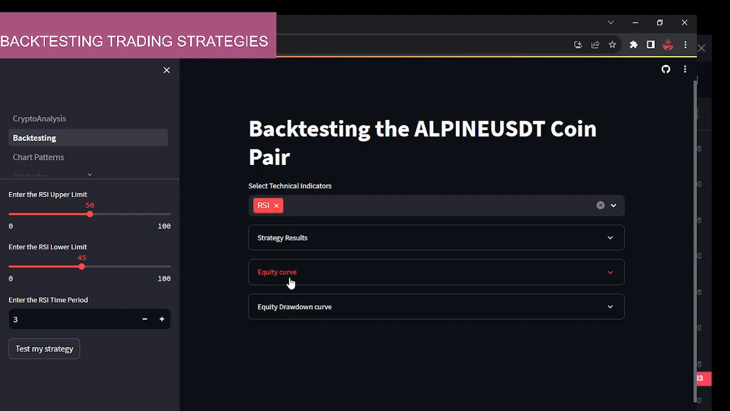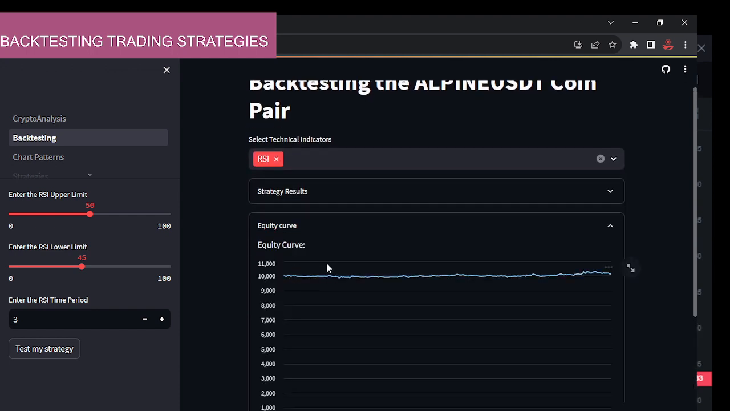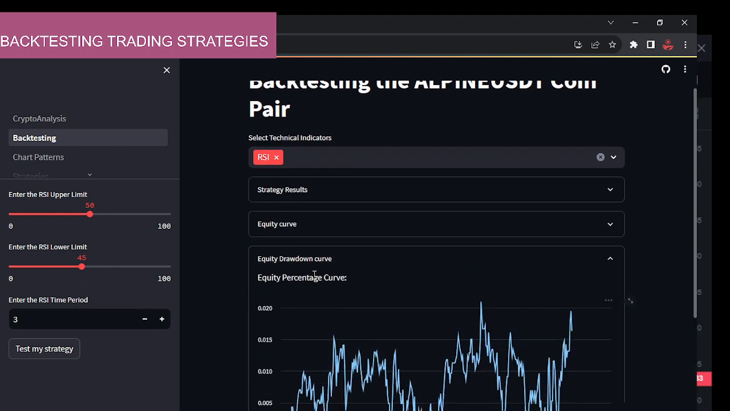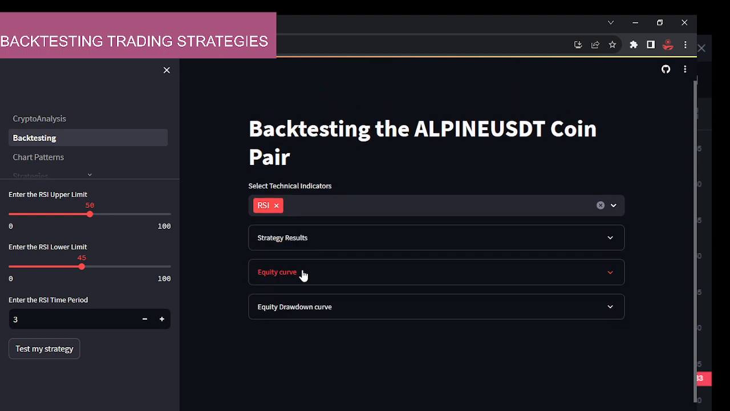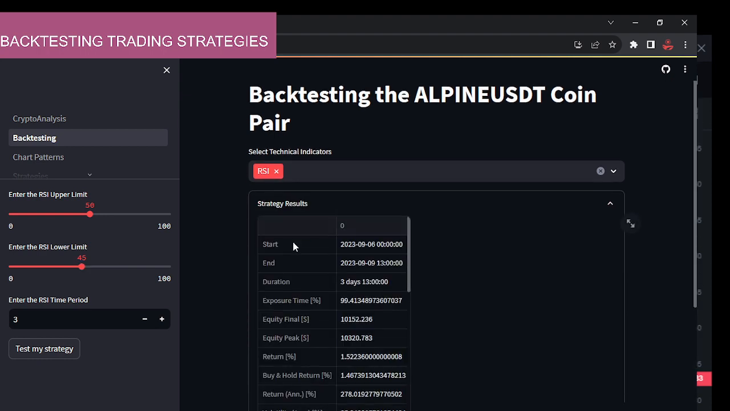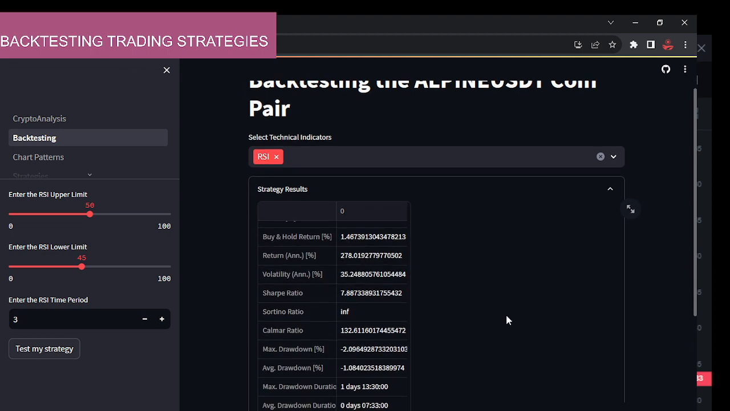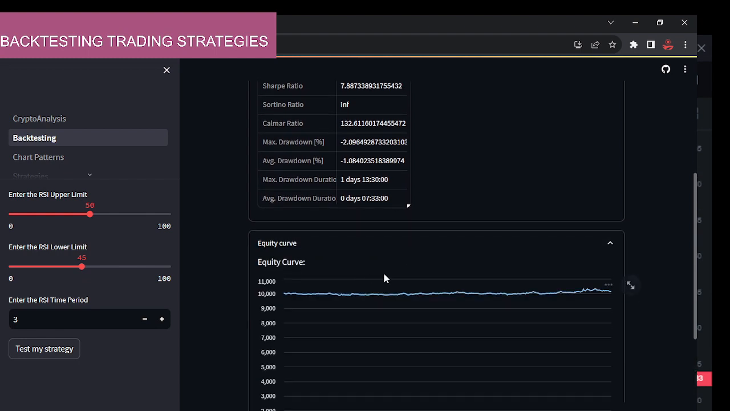So another parameter that I mentioned was the equity curve and the equity drawdown. I think those ones I mentioned earlier. So depending on these particular values, you can tweak your strategy, and you can see how it has performed.